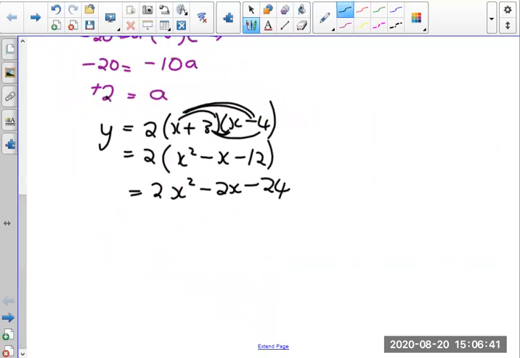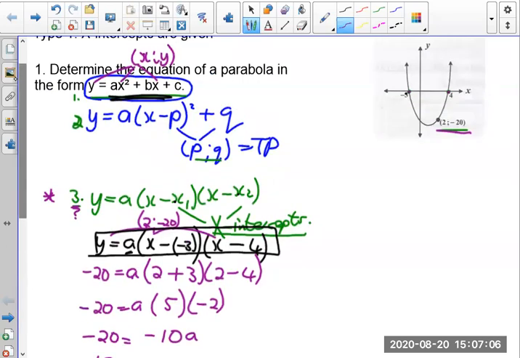Now there's the form that they asked you. They asked you for y equals ax squared plus bx plus c. And can you see? There's the a, there's the b, and there's the c. So now you're done. Okay. So you're not going to start with the one that they're asking you. You're first going to check, do I have the x-intercepts, because then I'm using equation 3, or do I have the turning point, because then I will start with equation 2.